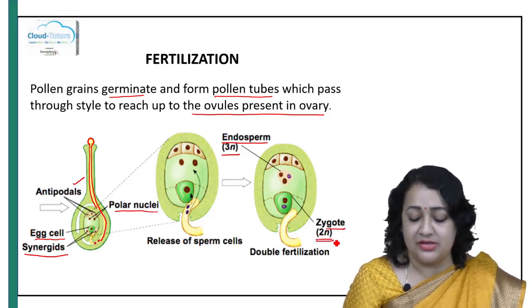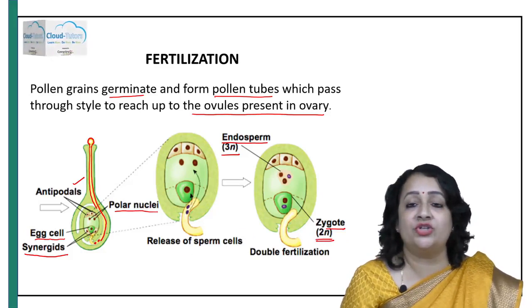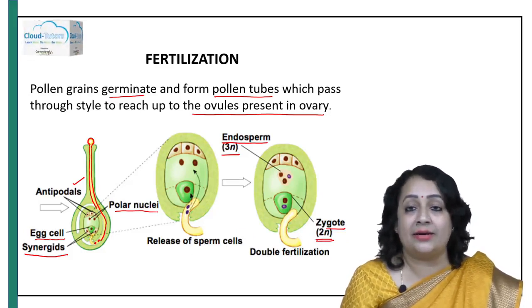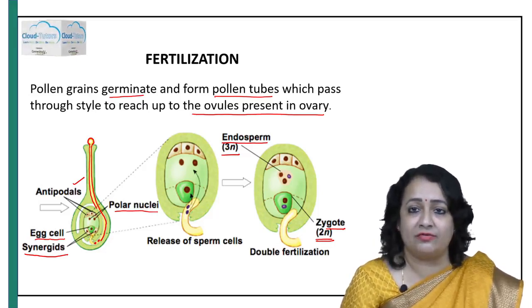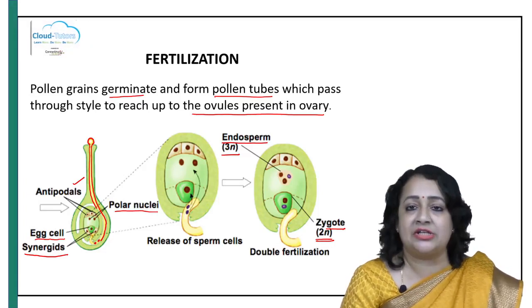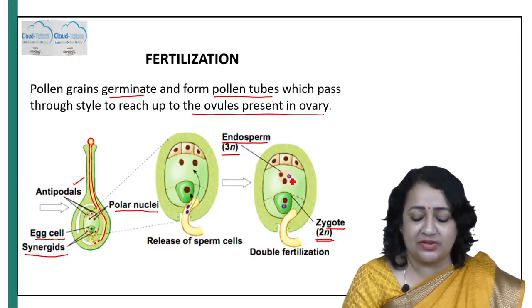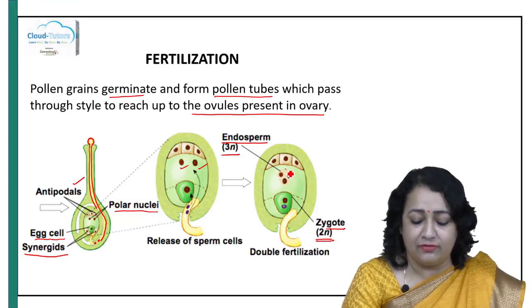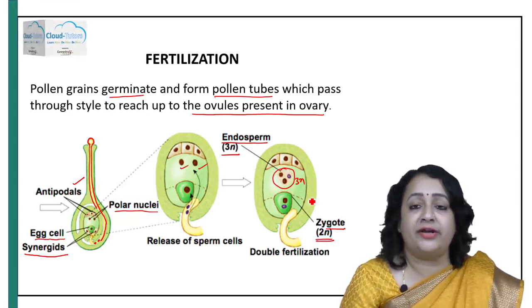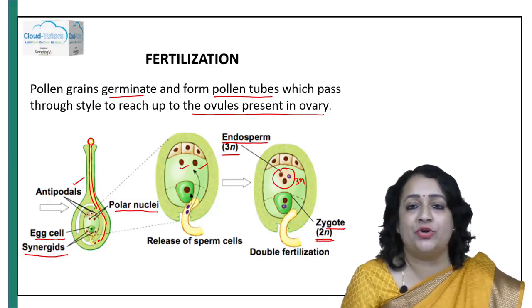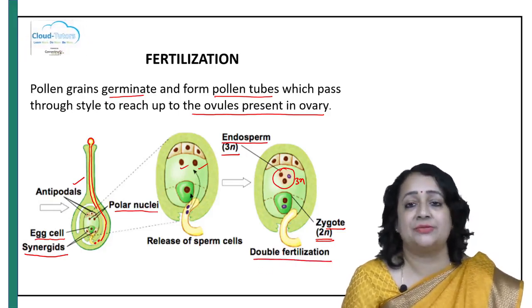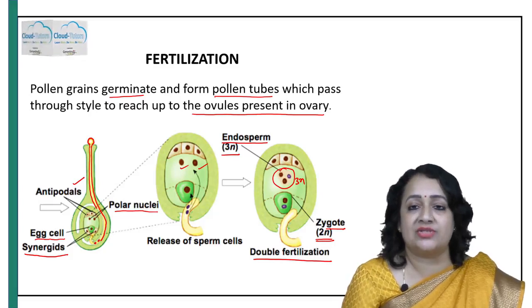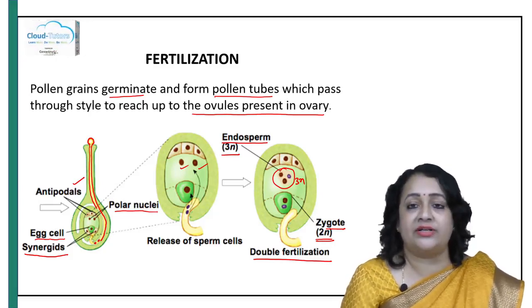Now that is 2n. Since there is fusion 2 times, that's the reason it is called double fertilization. One of the sperm nuclei is going to fuse with the egg cell, that is one fertilization, and the other fertilization is one of the sperm nuclei is going to fuse with the polar nuclei, forming a triploid tissue called endosperm, which provides nutrition for the embryo. Since the fusion is 2 times, it is called double fertilization. So this is a very crucial process in fertilization, that is double fertilization.